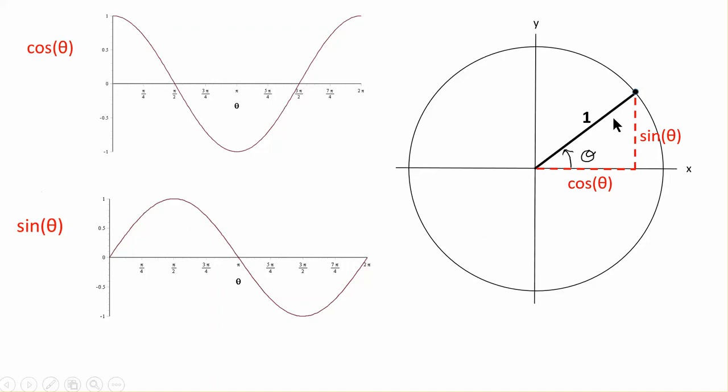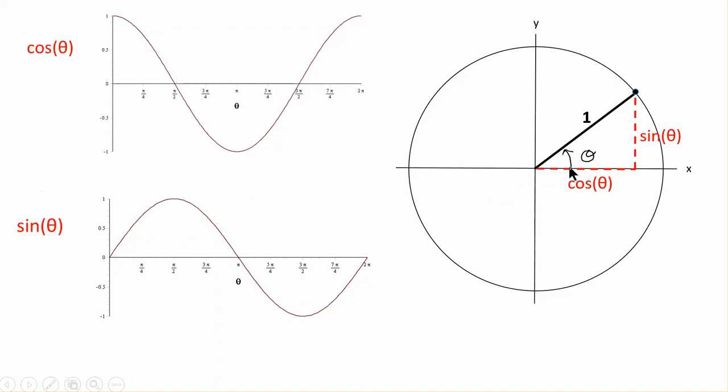So in other words, this black line here is swung down and it just lies right along the x-axis. In that case, theta is 0, so the length of this side is just 1. So cosine of 0 must equal 1. Meanwhile, if this angle theta is 0, then the length of this vertical side here becomes 0. So sine of 0 must be 0, as you see from these plots.